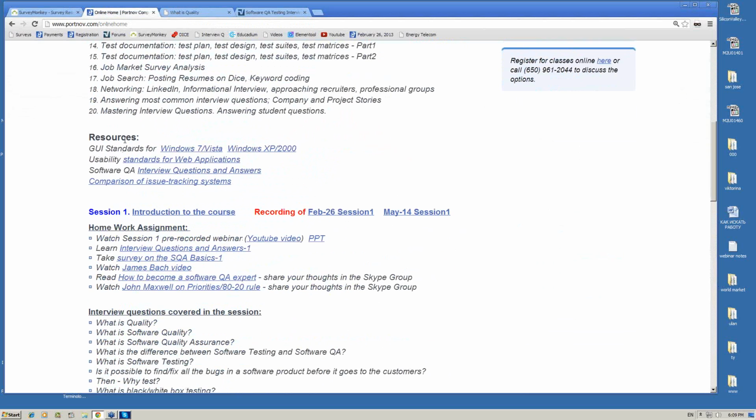It is here under resources, and it says GUI standards for Windows 7 and Vista, Windows XP and 2000 if you ever might need one. But my suggestion is download it from the Microsoft website. They might remove it, and it's a good reference. Standards for web applications coming from Uncle Sam from the usability.gov website. So you have the standards.